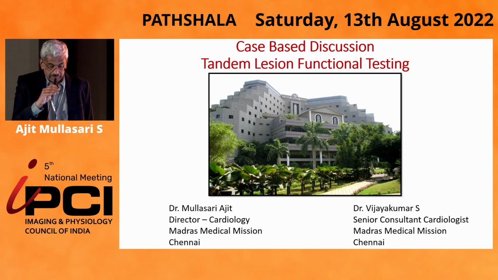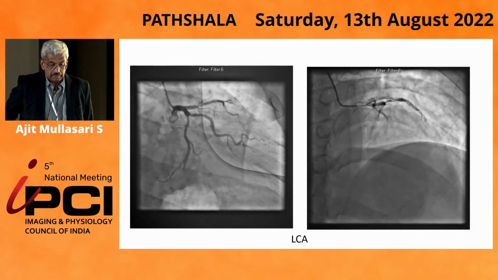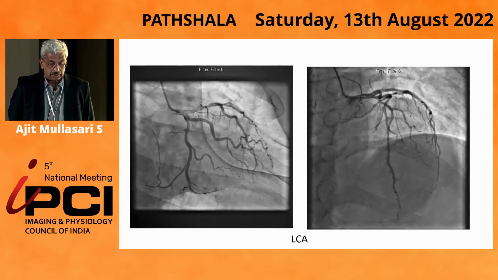This is a case which we did some time ago. This is a 35-year-old gentleman, resuscitated cardiac arrest, an anterior wall MI, thrombolized outside, had COVID at that time, from which he recovered, normal LV systolic function. He had gout and recurrent renal calculi. And this was his culprit lesion.